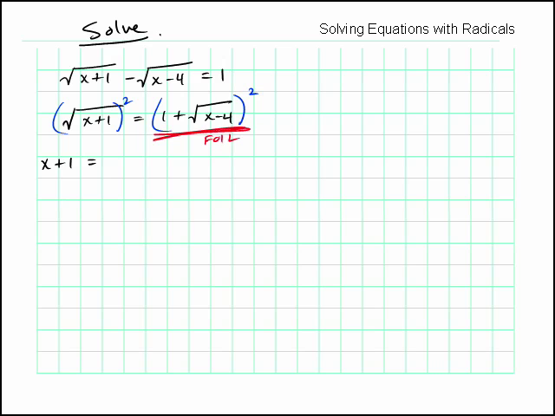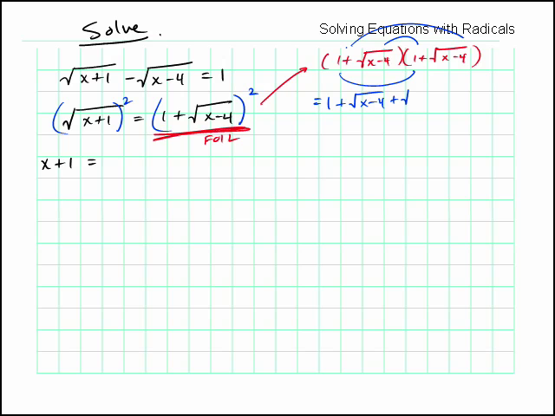Okay, let's do it on the side again, just to be sure. Squaring it and multiplying it by itself, FOILing it out. 1 times 1 is 1. 1 times square root of x minus 4 is 1 square root of x minus 4. I've got another 1 times square root of x minus 4. And then finally, a square root of x minus 4 times a square root of x minus 4 is just x minus 4. The radical disappears. And so we got this.